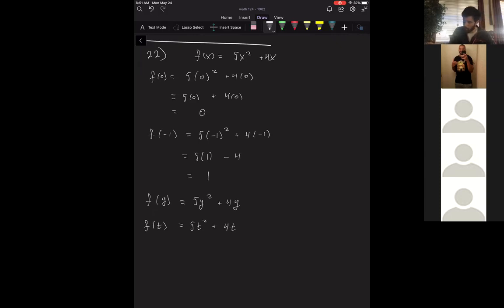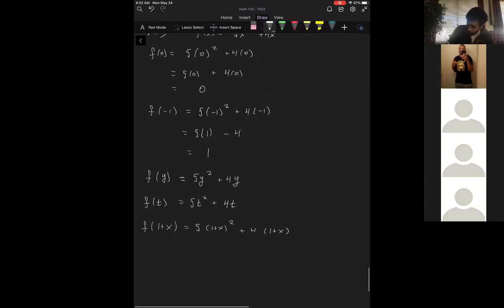And now maybe plugging in something that's a little bit more complicated. What if we plugged in f of 1 plus x? Well, what this means is just wherever we see an x in the 5x squared plus 4x, now we're plugging in this value, 1 plus x. So we're going to replace that x with (1 plus x) squared plus 4 times (1 plus x), all times 5 on the squared term.